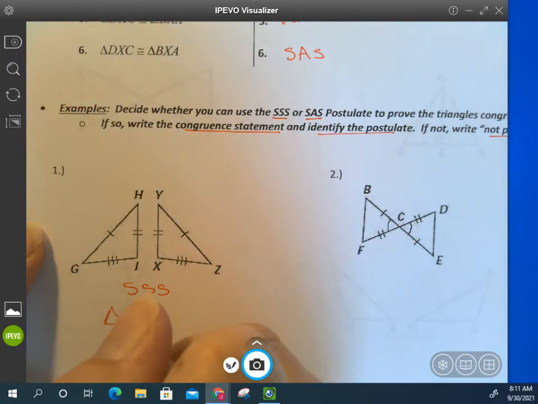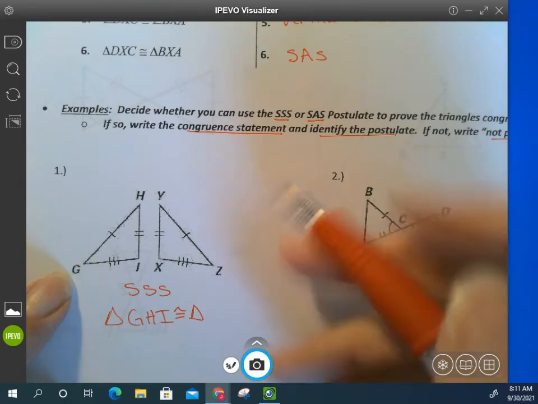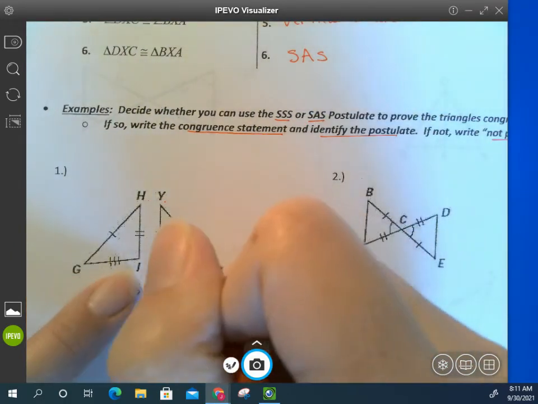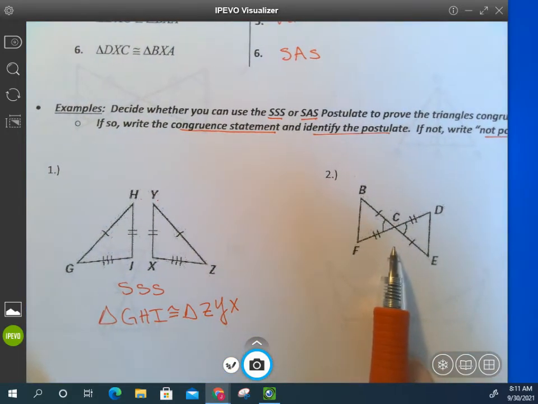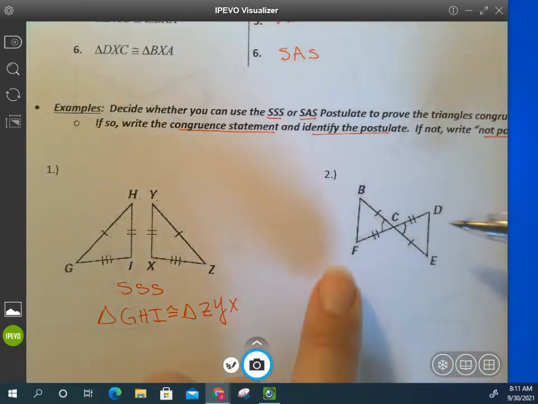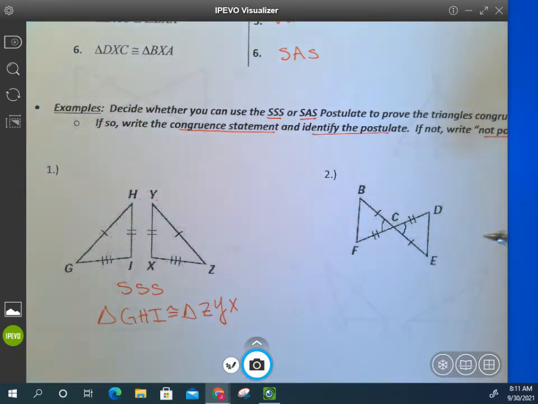Congruence statement, triangle GHI is congruent to triangle what? Okay, well, G goes with Z, H goes with Y, and I goes with X. Now, can I prove number 2 is congruent? Well, can we agree that I can't use side, side, side? I know 2 sides, don't I? Do I know the third side? So it's not side, side, side.